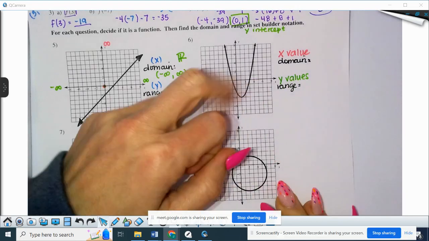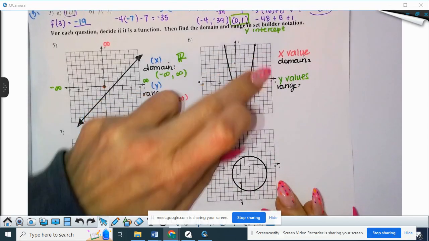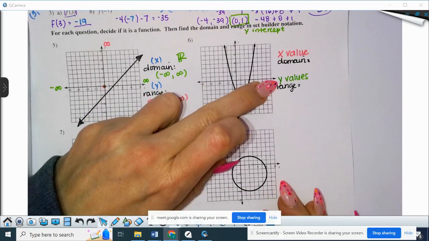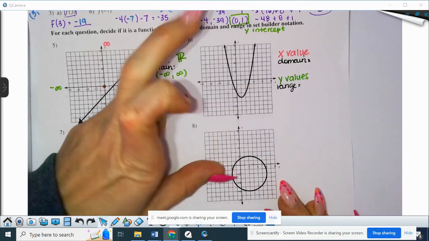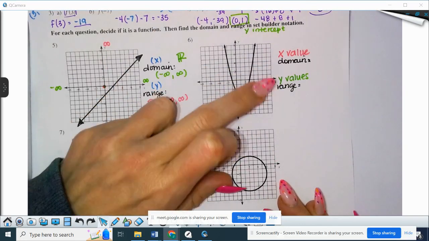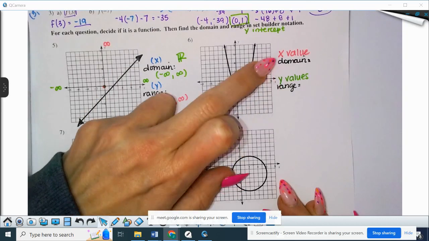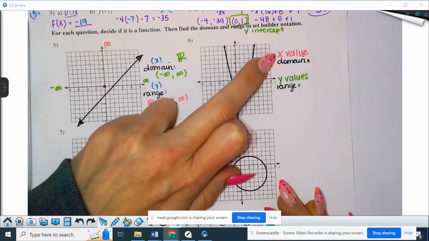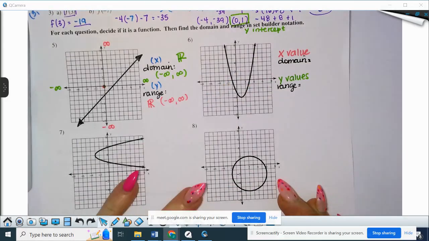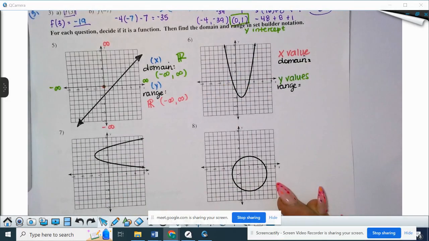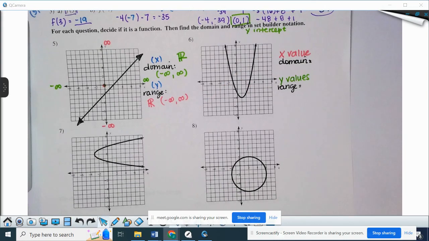So X values because you're going left and right. Y values because we're going up and down. So D versus R, X, Y. Domain comes before range. Alphabetically, X comes before Y as well. So domain is always left, right, X values. Range is always up, down, Y values. Okay? All right, so now we're going to get in it.